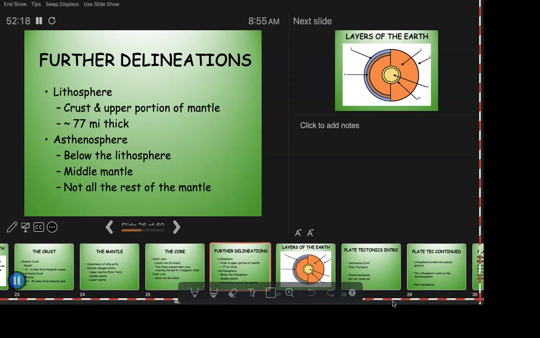And then the asthenosphere is the part of the mantle that's just below that, what we could arguably call the middle mantle. And they feel it's important that you know that, of course, it is not all of the rest of the mantle. So I did tell you that the mantle was divided into layers, and we had the upper, middle, and lower show up on a previous slide. Well, we're dealing now with subdivisions of that even. You just need to worry about lithosphere and asthenosphere.